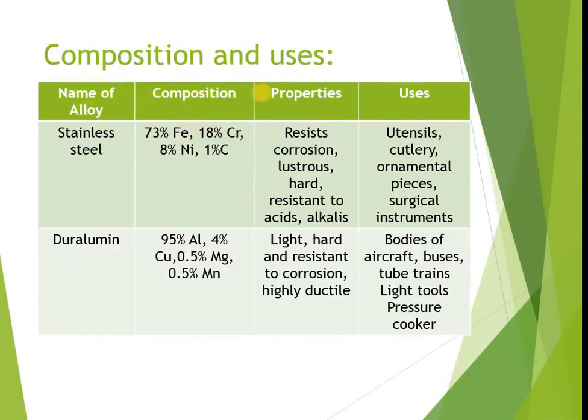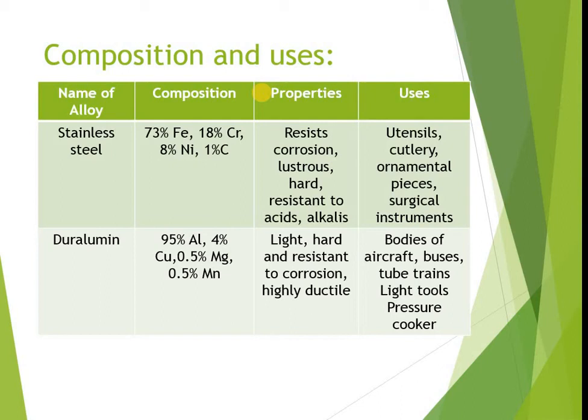So we'll go through the composition and the uses. First is stainless steel. It contains 73% iron, 18% chromium, 8% nickel, 1% carbon. It resists corrosion, is hard, lustrous, and resistant to acids and alkalis. Nickel and chromium impart luster and carbon imparts hardness. These are used for making utensils, cutlery, ornamental pieces and surgical instruments.